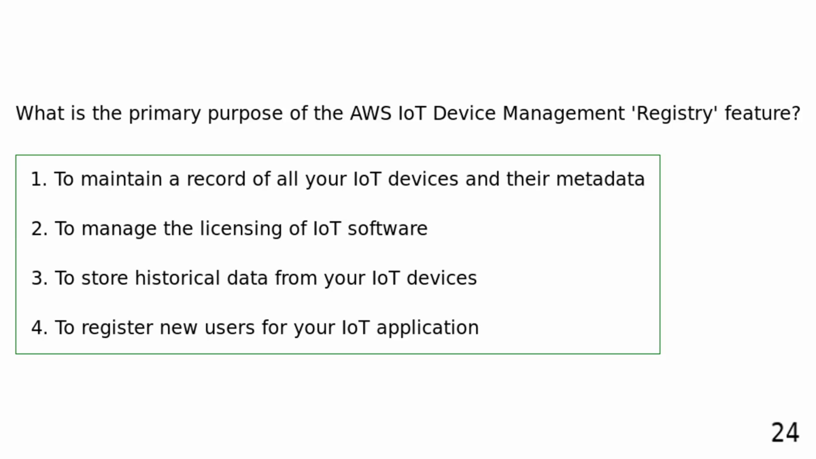What is the primary purpose of the AWS IoT Device Management Registry feature? To maintain a record of all your IoT devices and their metadata. To manage the licensing of IoT software. To store historical data from your IoT devices. To register new users for your IoT application.